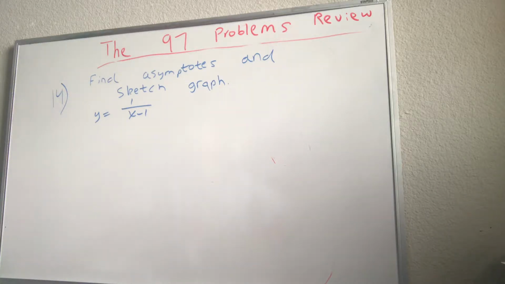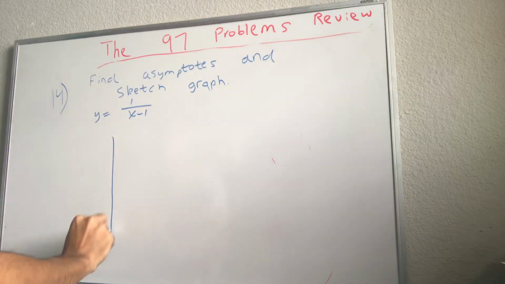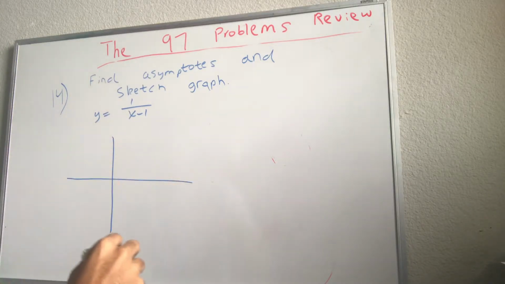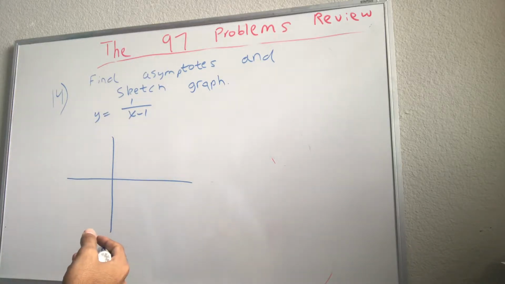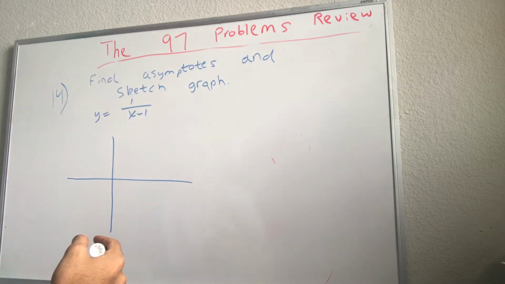Here we have problem number 14. It states: find the asymptotes and sketch the graph for the following equation: y is equal to 1 divided by x minus 1. So here I have my y-axis and my x-axis, and really what we're looking at are those characteristics, because we're looking at a rational function. So we want to look at the asymptotes, the x-intercepts, and the y-intercepts. That's an important part of pre-calc.